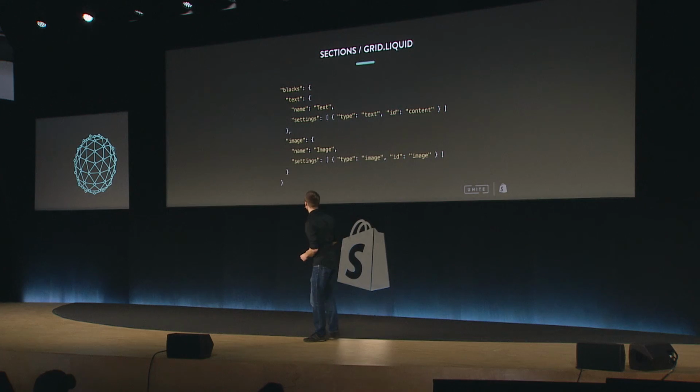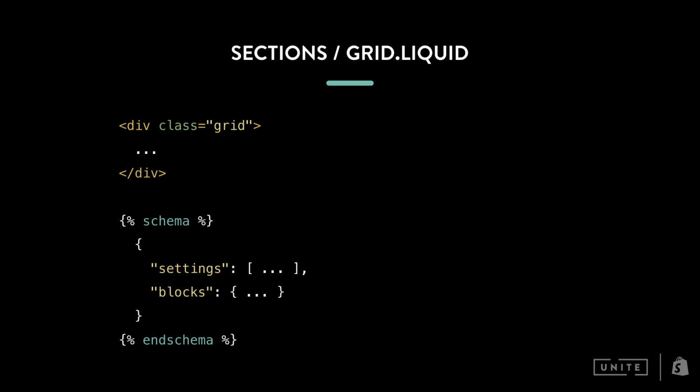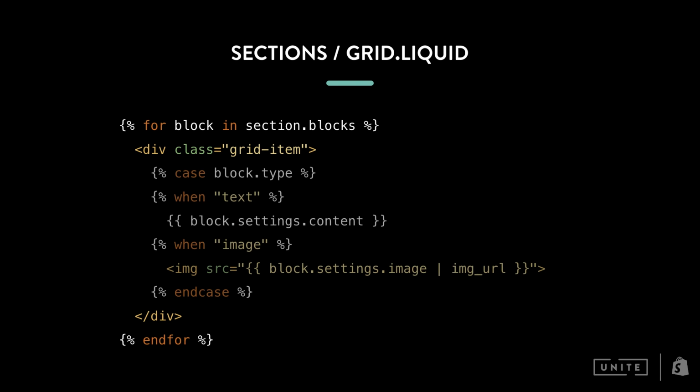Now, before those blocks show up on the page, the section still needs to render them. And this is how you do it. In that grid div here at the top, which could be anything, you loop over the blocks and then use the type attribute of each block to determine what markup to generate. Simple as that.